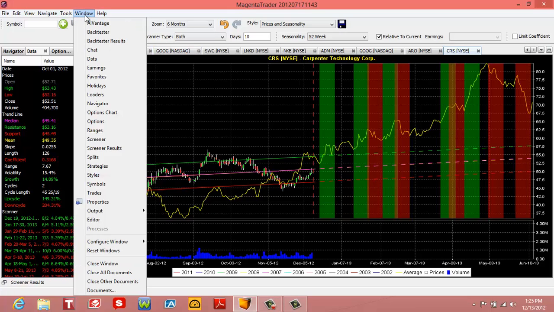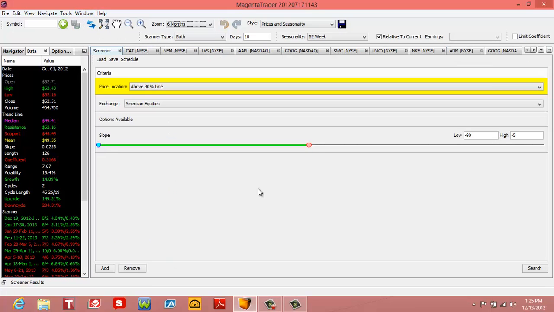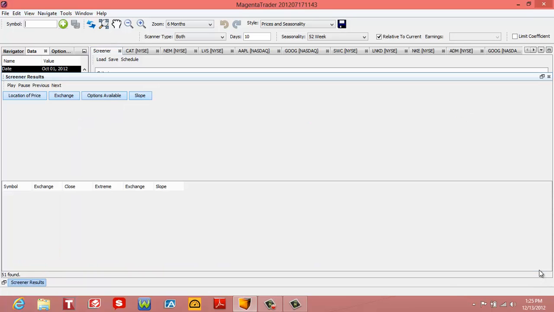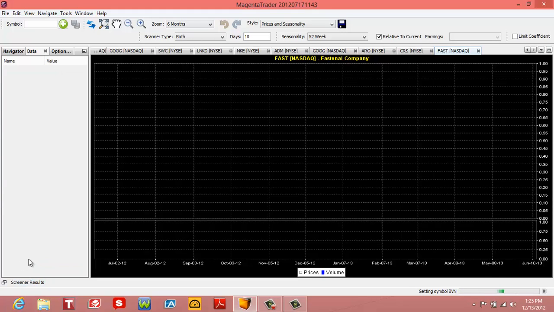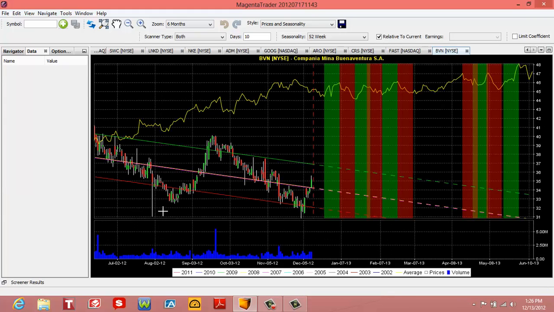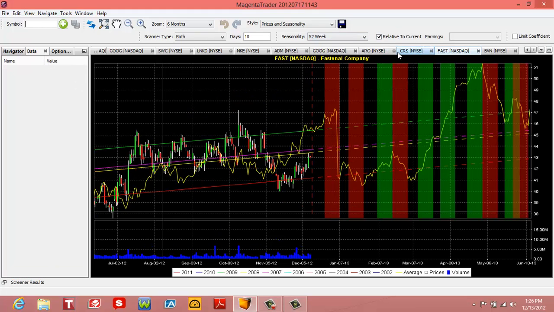Let's go back to the screener here, and we'll go screen. Let's see if we could find other candidates, but at least it makes your job easier. You go through these 51 stocks here. If you're looking for puts, let's put here BVN. Let's see what it comes up with, and I'll probably load a couple more, FAST. So for example, let's look at FAST.